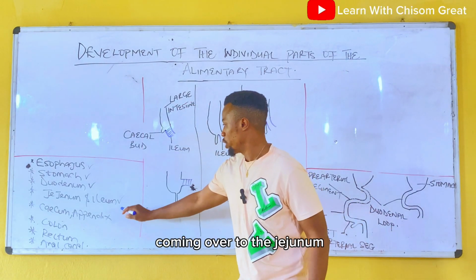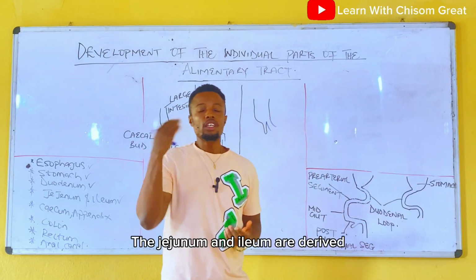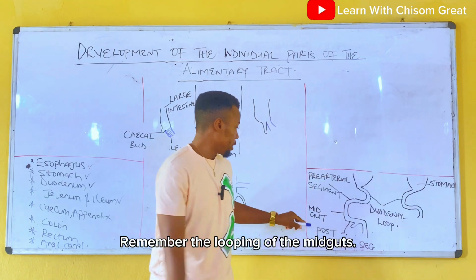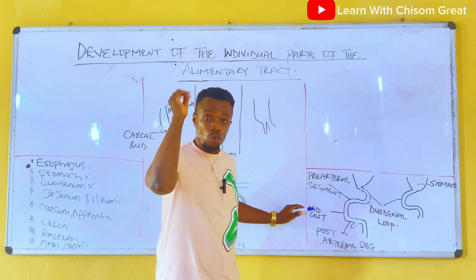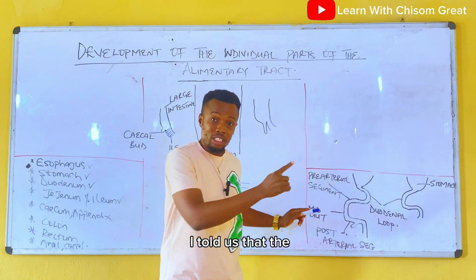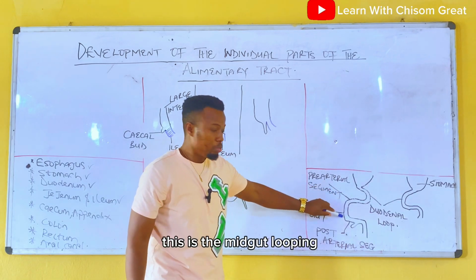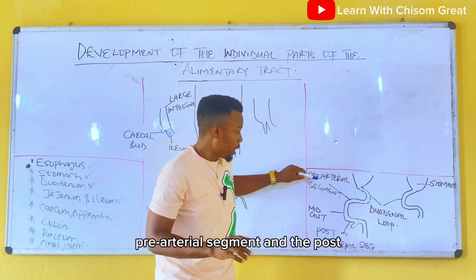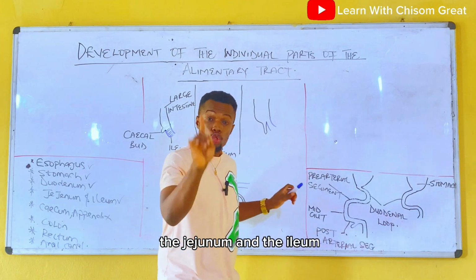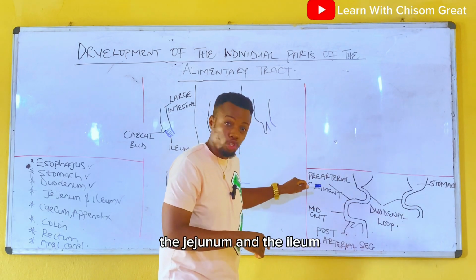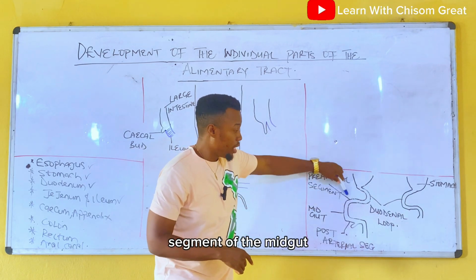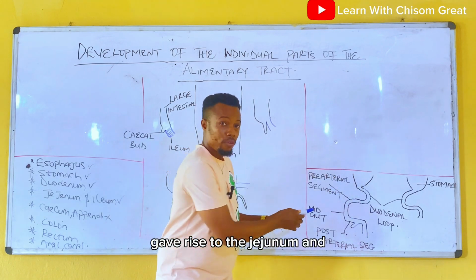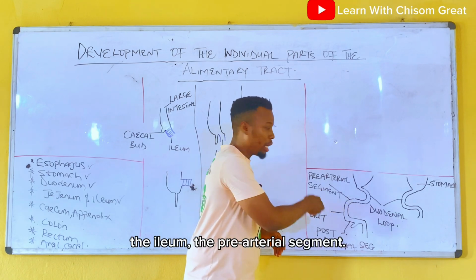So coming over to the jejunum and ileum. The jejunum and ileum are derived from the prearterial segment. You remember the looping of the midgut when we did the formation of the gut. I told you that the midgut loops to the right. So this is the midgut looping to the right, to form two segments, the prearterial segment and the postarterial segment. So the jejunum and the ileum are derived from the prearterial segment of the midgut. So this part of the midgut gave rise to the jejunum and ileum, the prearterial segment.